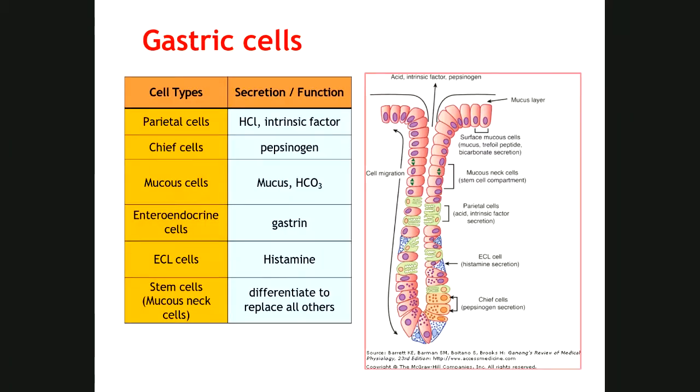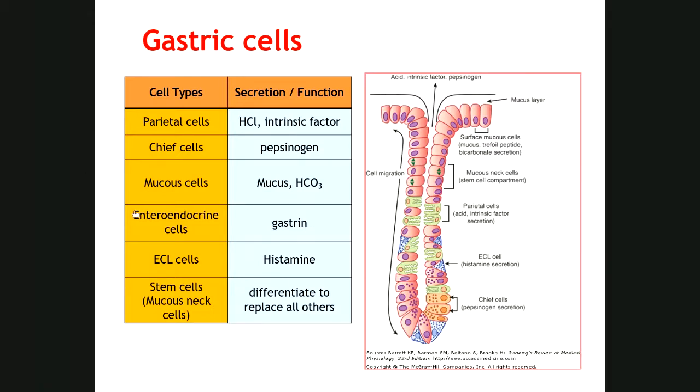So you can see here another table showing you the group of cells. It is important to remember the types of cells within the stomach: the parietal cells secreting hydrochloric acid and intrinsic factor. Intrinsic factor is important for the absorption of vitamin B12, while hydrochloric acid is important for the activation of pepsinogen and digestion of protein. Chief cells secrete pepsinogen, which is the inactive protein digestion enzyme that will be activated in the lumen of the stomach. Mucus cells secrete mucus and bicarbonate, which is very important to protect the mucosa from the high acidity by having this protective alkaline layer.